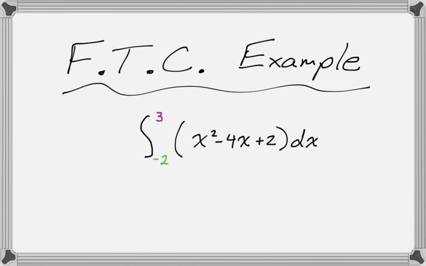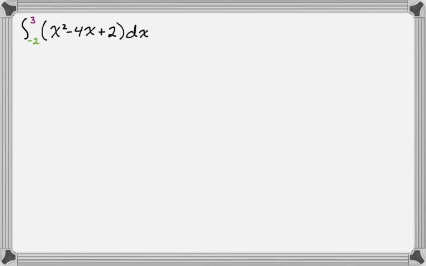Okay, in this video we're going to do an example using the Fundamental Theorem of Calculus. Specifically, we're going to do the integral from -2 to 3 of x squared minus 4x plus 2. And let's get started. So first thing we need to do is remember the fundamental theorem.